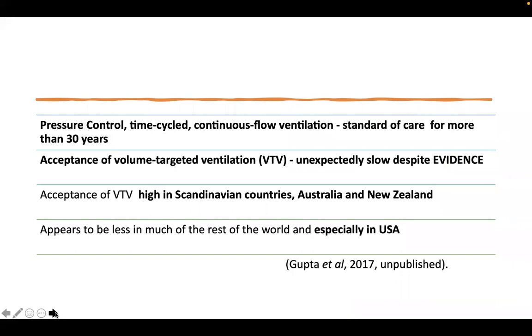Pressure control, time cycled, continuous flow ventilation has been the standard of care for more than 30 years. The acceptance of volume targeted ventilation is unexpectedly slow despite growing evidence. The acceptance of volume targeted ventilation is high in Scandinavian countries, Australia and New Zealand. However, its use is much less in the rest of the world, even including the most developed nation, that is USA.